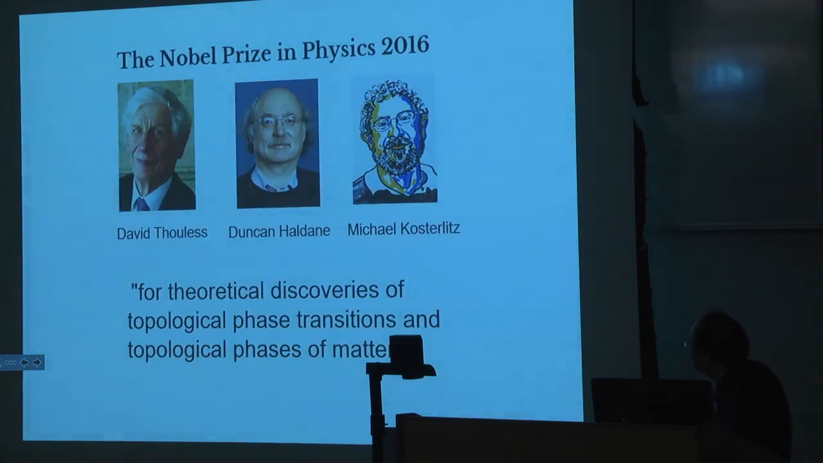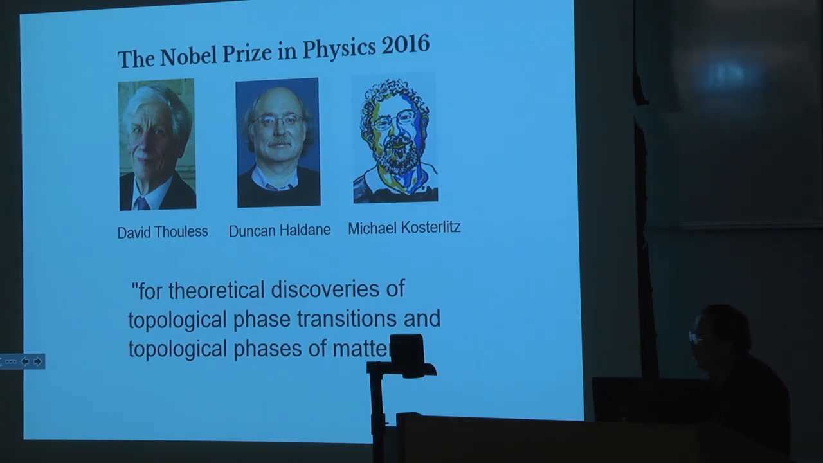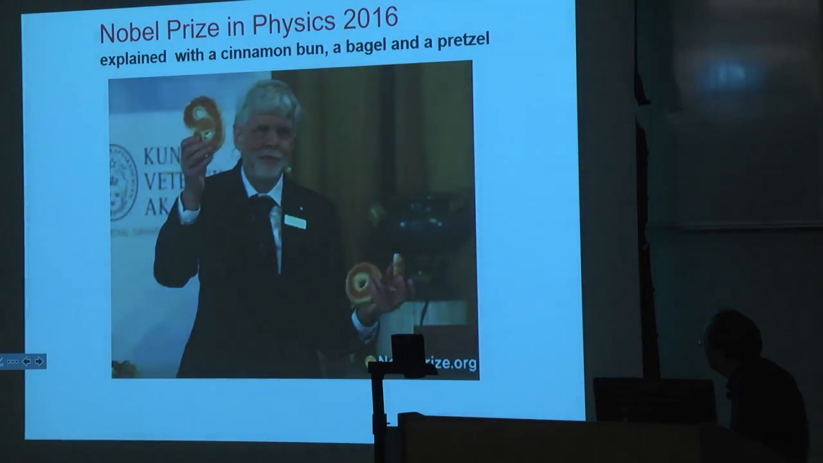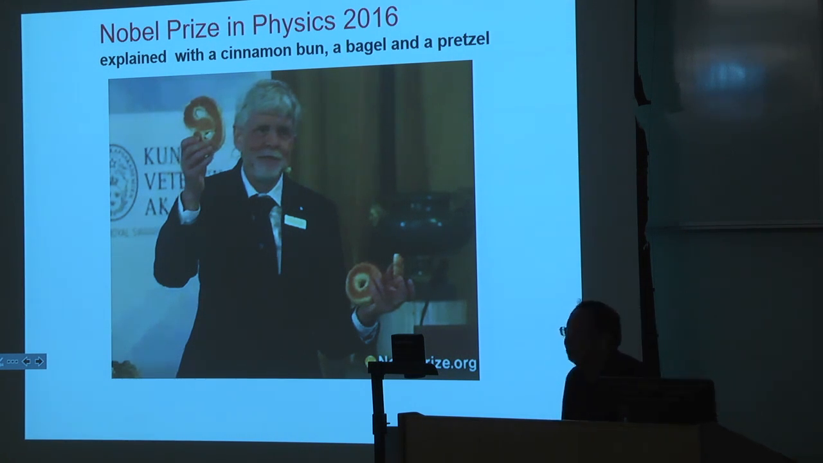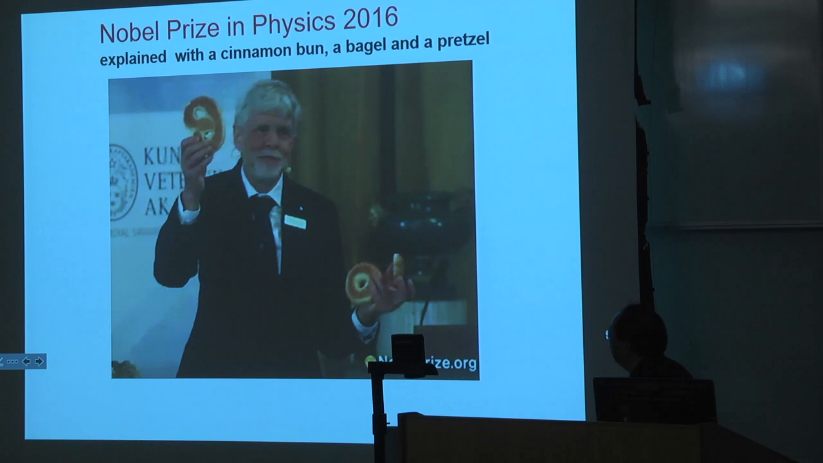Then I summarize. So this year's Nobel Prize in Physics was given to David Thouless, Duncan Haldane, and Michael Kosterlitz for the theoretical discovery of topological phase transitions and topological phases of matter. The work was basically done some 30 years ago or even traced back further. Why this became so important that it was given a Nobel Prize is, one reason, that more recently the topological insulator, based on those initial thinking, really bears fruit now, and there are a lot of real materials that really show very interesting properties.